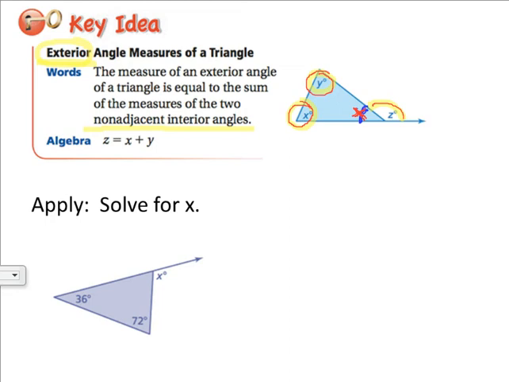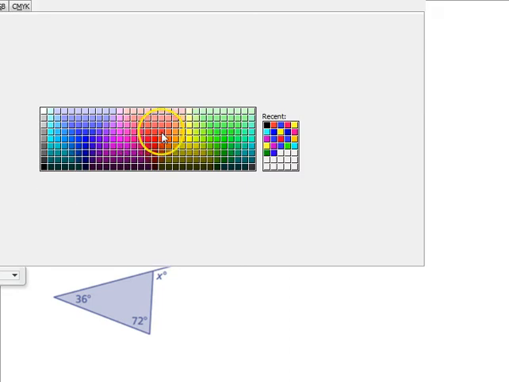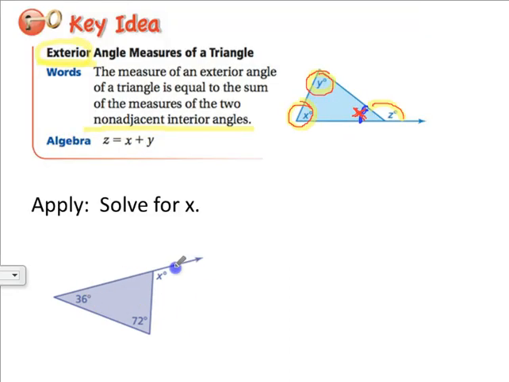So remember, we want to use the two angles. So we've got, this is our exterior angle, exterior. We want the two interior that are non-adjacent to that. So we would take 36 plus 72, and that's going to give us the measurement of our exterior angle. So 36 plus 72 is 108 degrees. And that'd be our answer.